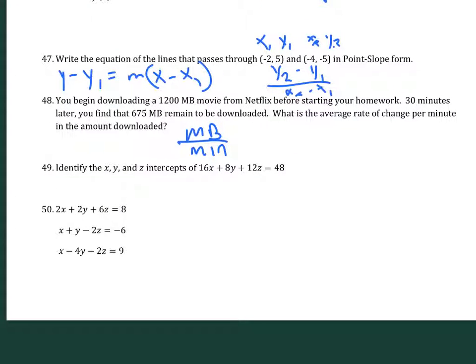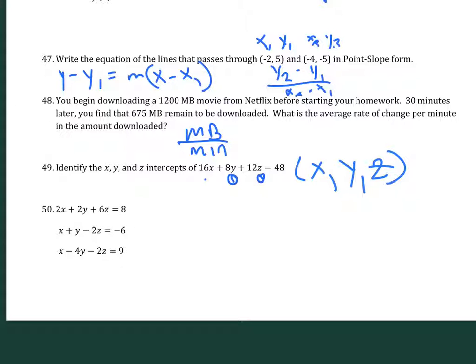Number 49, and I want you to identify the x, y, and z intercepts. So remember, all you got to do is plug zeros in for y and z and solve for x, and then plug zeros in for x and z and solve for y, and then plug in a 0 for x and y, you'd solve for z. So you should have an ordered triple. It's going to be whatever you get, written like that.